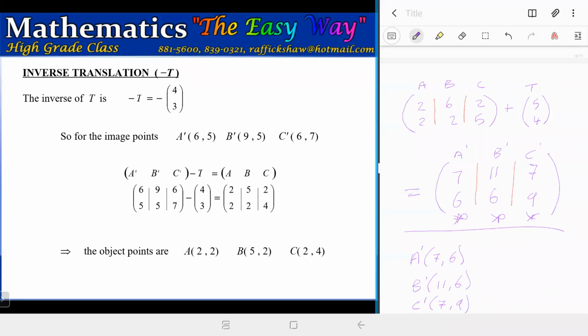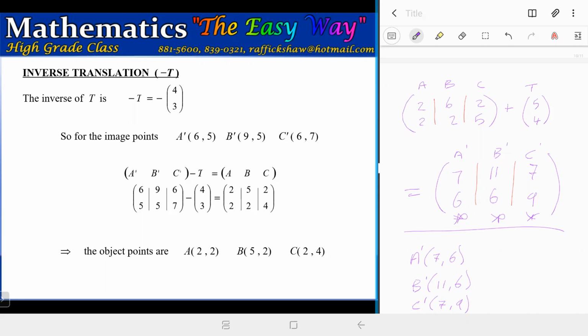So the inverse of a translation t is minus t, as Kai said. If it was (4, 5), the inverse is (minus 4, minus 5), because it reverses what was done before. And that's translation in a nutshell.